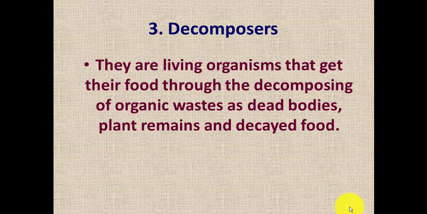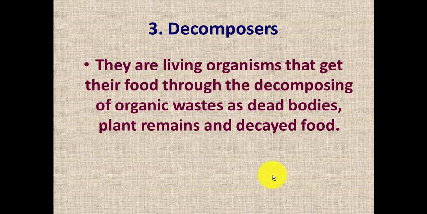Okay. Number 3, the third group. Remember, we classified living organisms into 3 groups. Number 1, producers. Number 2, consumers. Number 3, decomposers. What is meant by decomposers? Decomposers are living organisms that get their food through the decomposing or analyzing or breaking down of organic wastes such as dead bodies, plant remains, and decayed food. After death, the decomposers analyze our bodies, decompose our bodies. They feed on the organic wastes.